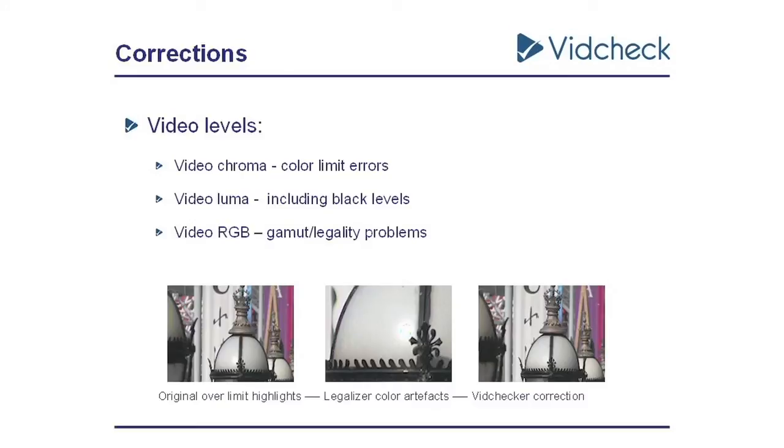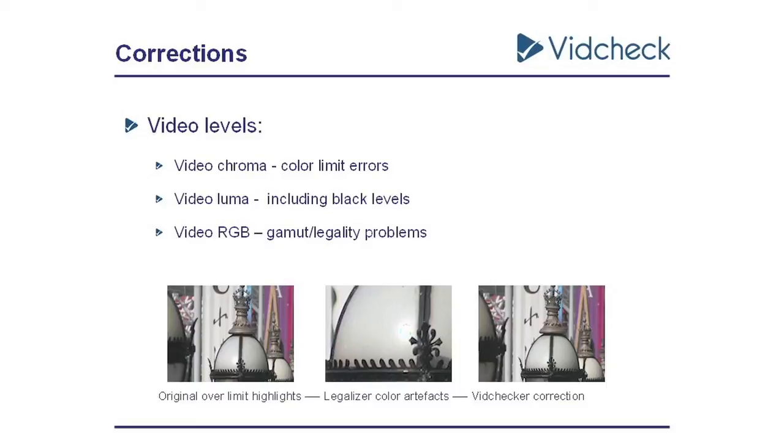Vidchecker can automatically correct video and audio levels. Specifically, the video level errors it can correct are video chroma or color limit errors, video luma, including black levels, and video RGB, gamut and legality problems. Video legalizers simply clamp or clip peak values that exceed the limits. This squeezes the range of picture contrast and can produce color artifacts where the colors become saturated, and visual artifacts when the video is re-encoded.